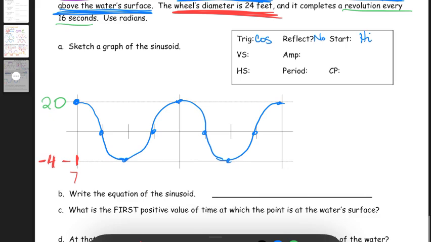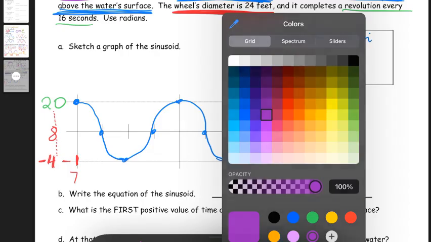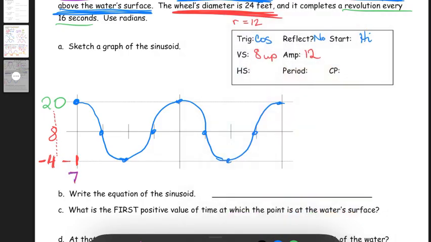Now, the diameter is 24 feet. That means its radius is 12. So from 20 down 12 would be 8. Down another 12 would be -4. So this gives us our vertical shift, 8 units up, and it gives us the amplitude, 12. Now, horizontal shifting, we have our first cycle starting at 7, so that is 7 units to the right.